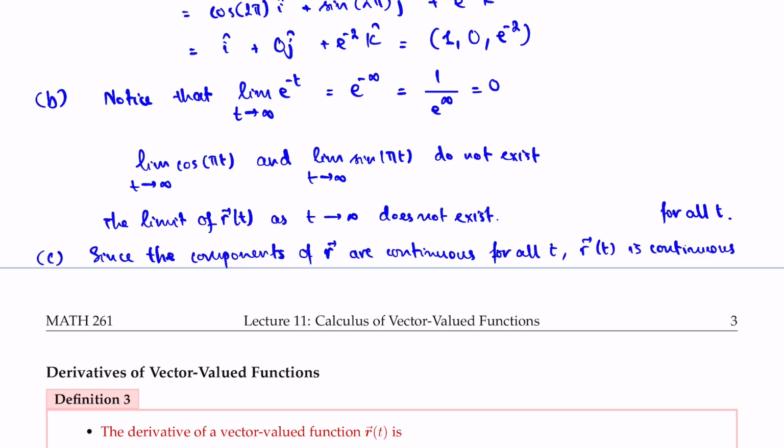So again, everything you learned about differentiations and integrations of functions in the form of y equal to f of x can be carried over to vector value functions. You simply apply the rules of differentiations and integrations to individual components of the vector value functions.